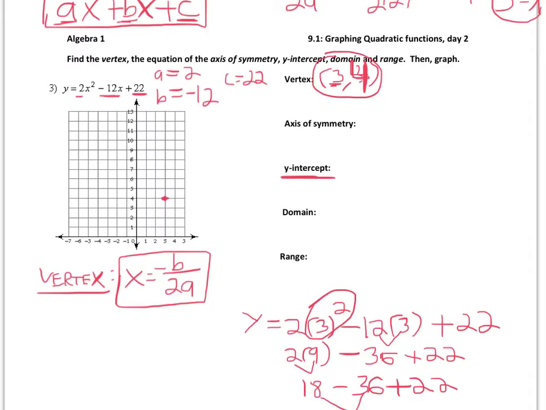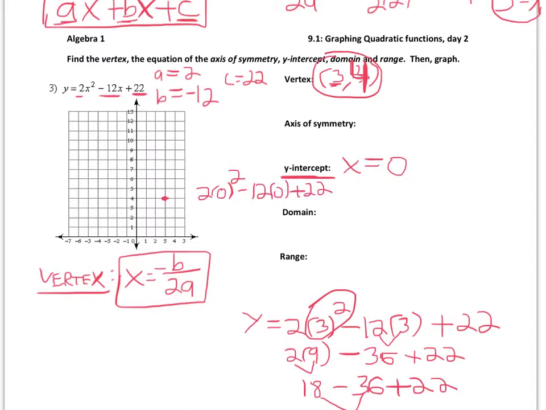Now, if I want to get the y-intercept, now remember we did this before. Let's use the arrow here. If I have a point, whether it's here, the x value is 0 here. If it's here, the x value is still 0. If it's here, the x value is still 0. So to get the y-intercept, I just plug in x equals 0. And if I plug that in, I'm going to have 2 times 0 squared minus 12 times 0, and then plus 22.